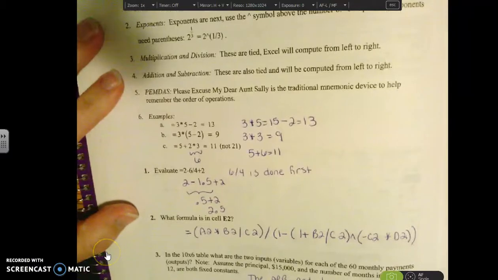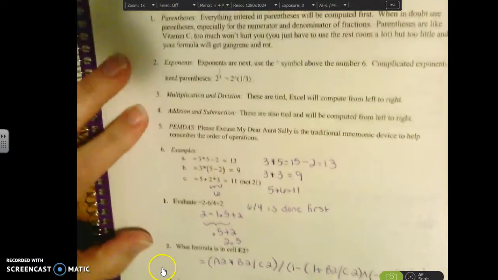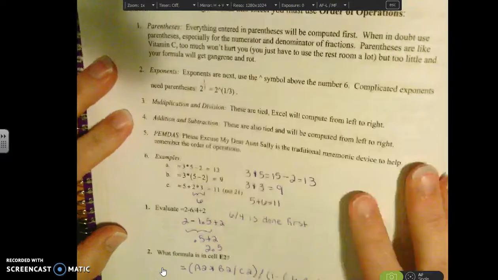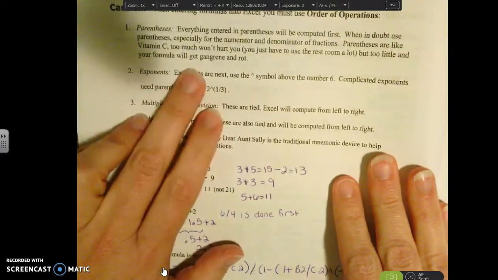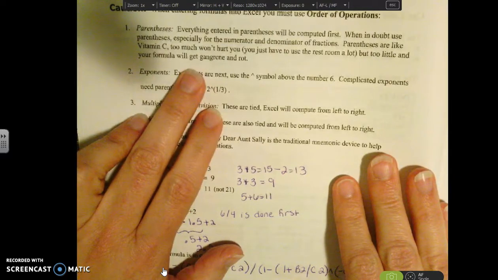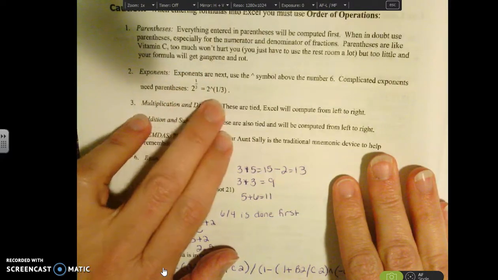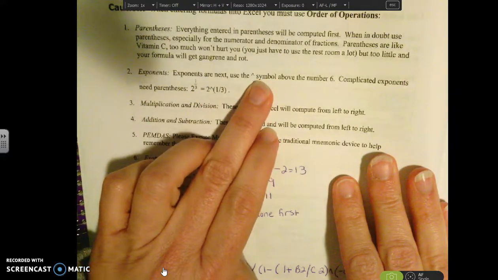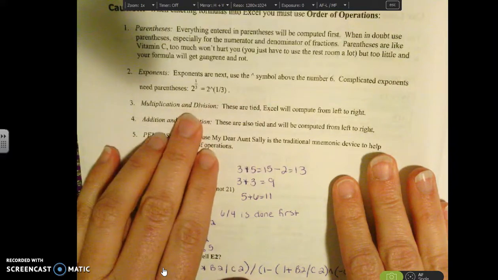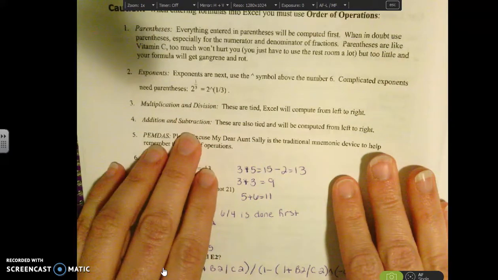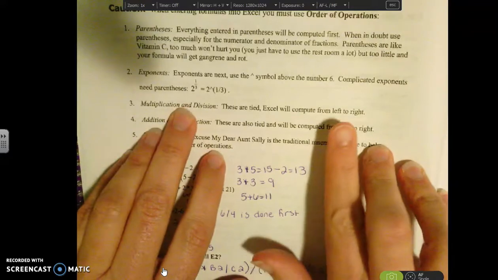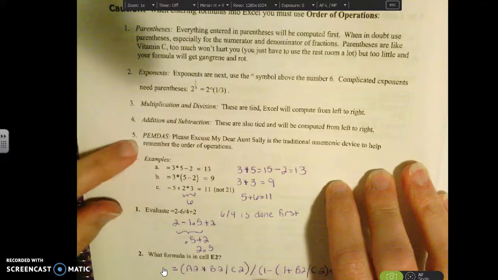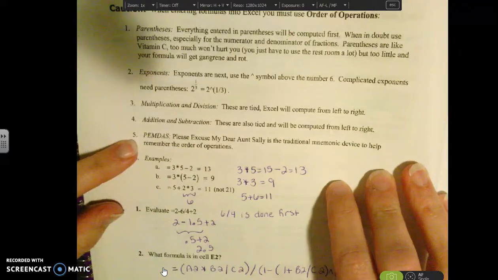So first, we're going to start off with some information about order of operations. Order of operations tells you to do parentheses first, so everything in the parentheses has to be computed first. Then your exponents, so we use the caret symbol, the hat symbol, for exponents. Then you multiply and divide, then you add and subtract. When you do the multiplication, you work left to right, and addition and subtraction also go left to right. This is abbreviated as PEMDAS.